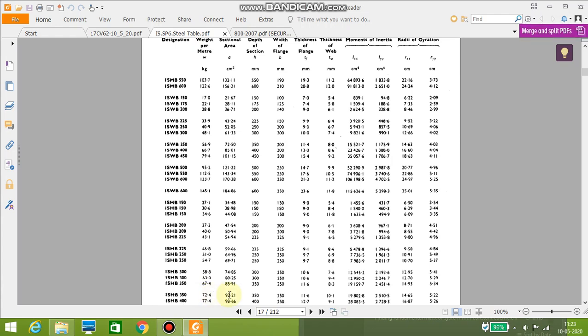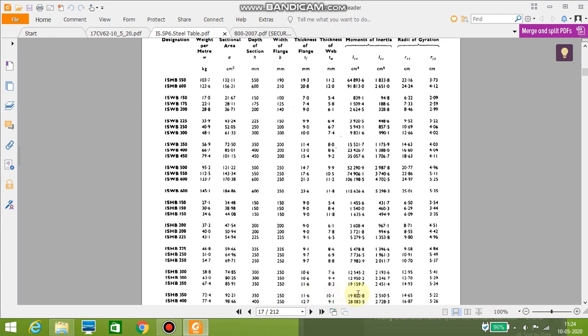So here the sectional area you can note down: 92.21 centimeter square, or 92.21 into 10 to the power 2 millimeter square, or 9221 millimeter square. Then depth of the section is 350. Then the width of the flange is 250 mm. Then thickness of the flange is 11.6 mm. Then thickness of the web is 10.1 mm.